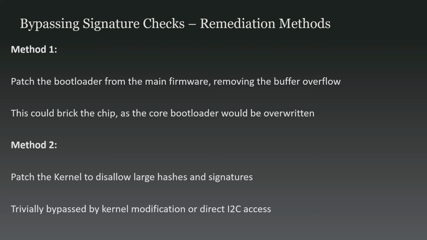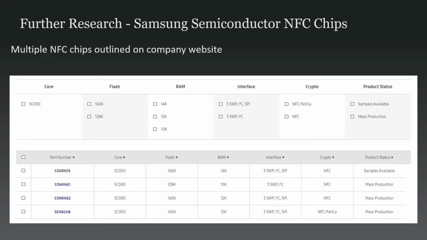Or they could have patched the kernel to disallow large hashes and signatures. However, this was trivially bypassed just by kernel modification if they did that. I decided to look at other NFC chips that Samsung had used, or developed rather, and found that there were 4 that were in modern use: the S3NRN74, S3NRN81, S3NRN82, and SEN82AB.